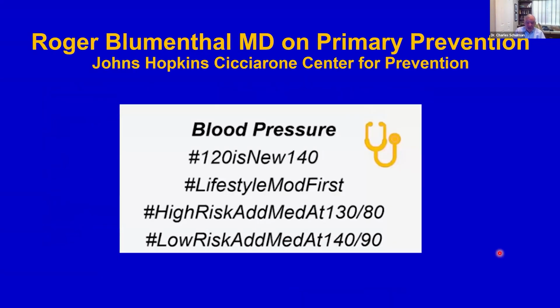This was a recent talk I saw from Roger Blumenthal, who used to be at Beth Israel way back when, and now runs the prevention center at Johns Hopkins Hospital. And he said, for blood pressure, 120 is the new 140. Lifestyle modifications first. For high-risk patients, add meds at 130/80. For low-risk patients, add meds at 140/90.